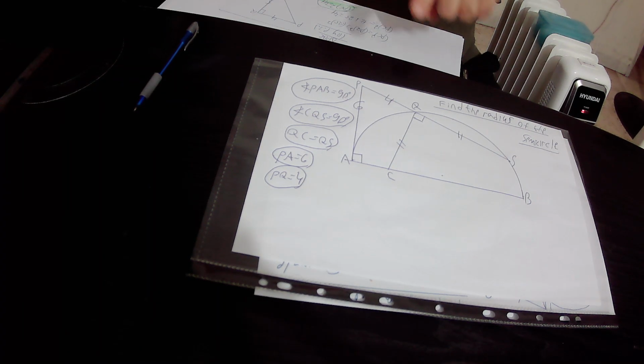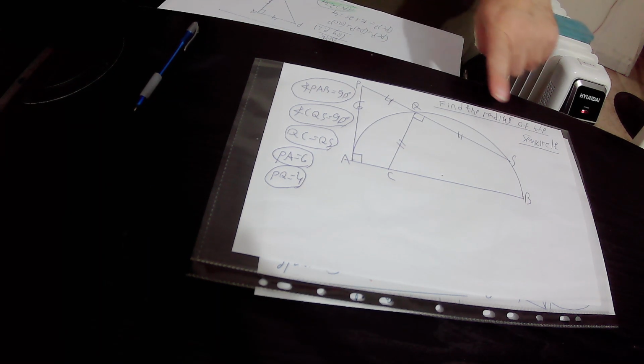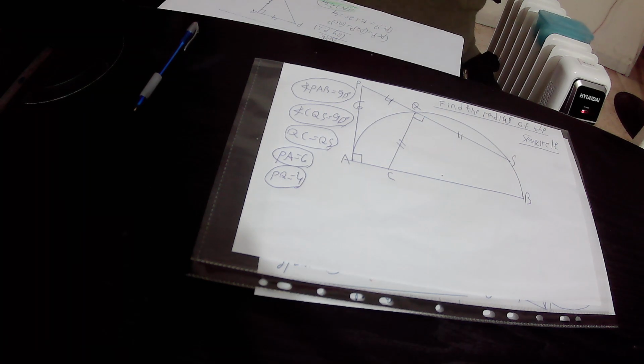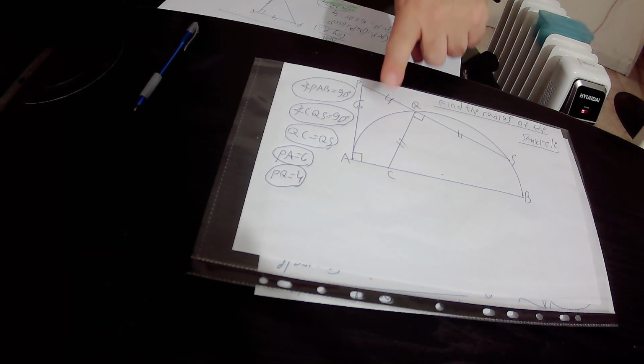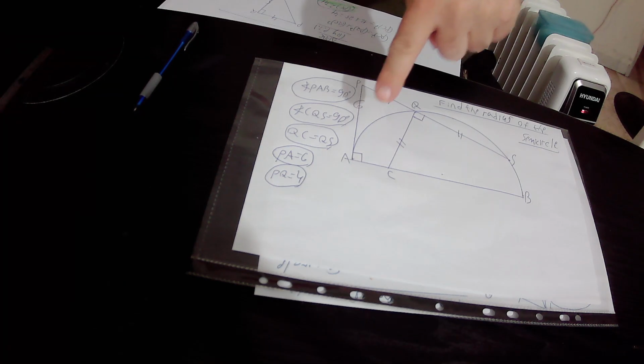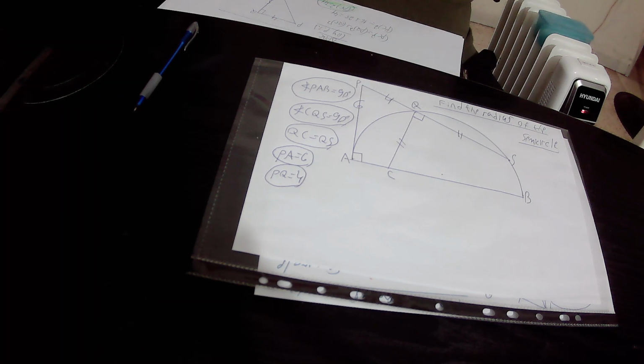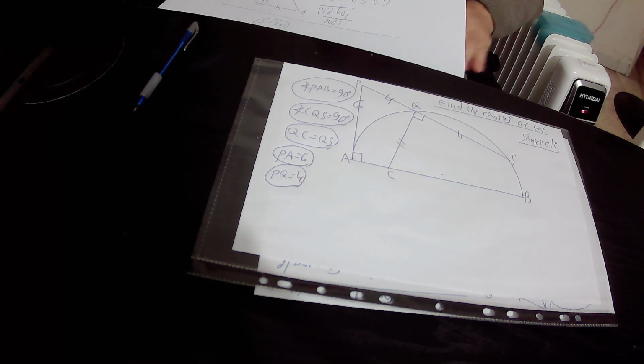And we also know that line segment QS equals line segment QC. And we also know that this angle SQC equals 90 degrees, and this angle PAB also equals 90 degrees. Again, our mission is to find out the radius of this semicircle. Okay.